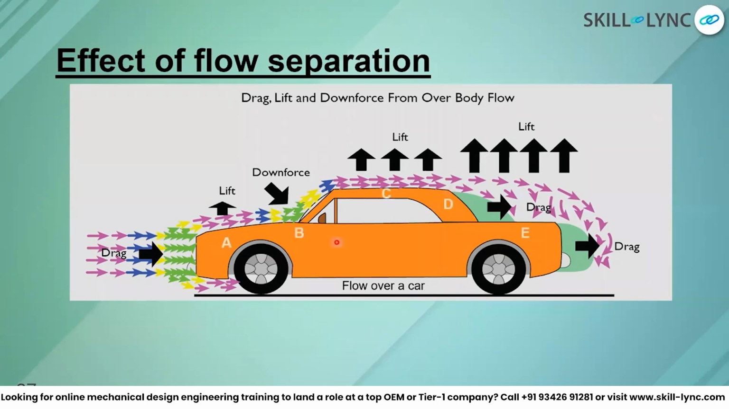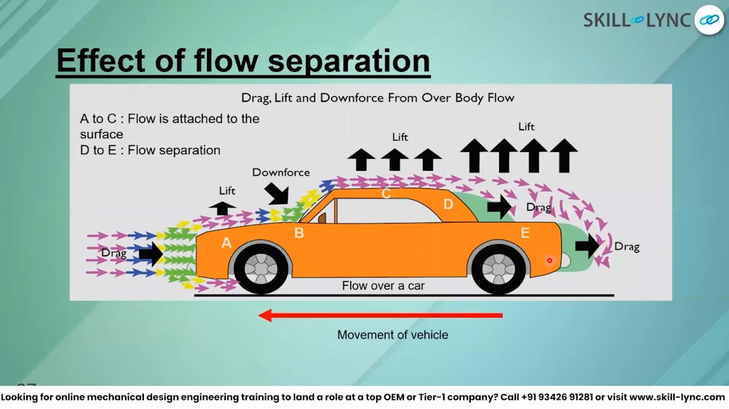So from A to B, I would say the flow was attached to the car. From B to C, the flow was attached to the car. From C to D, in fact, the flow was attached to the car. But from D to E and further after, the flow is not at all attached to the car. That should have some negative or positive effect. I don't know. So let's see what those effects are.